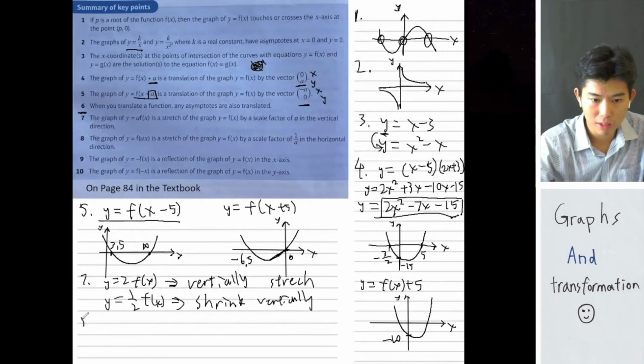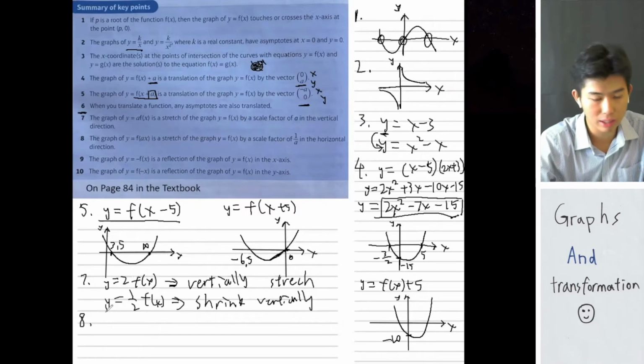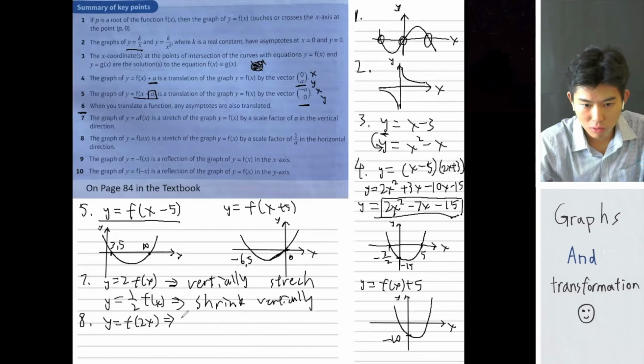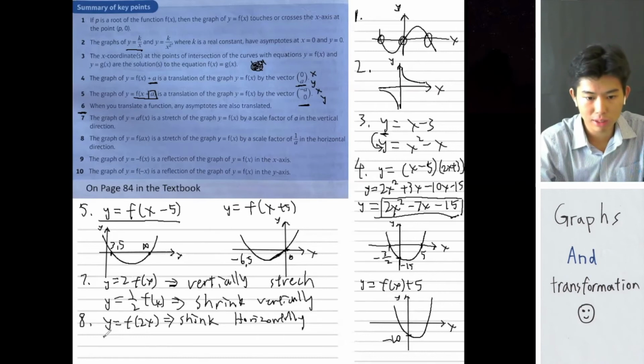And for part 8, it says the graph of y equals f of ax is a stretch of the graph y equals f of x by the scale factor of 1 over a in the horizontal direction. Okay, so let's say y equals f of 2x. It shrinks horizontally, so it makes it much narrower. And let's say y equals f of 1 over 2 x, you basically make it wider.